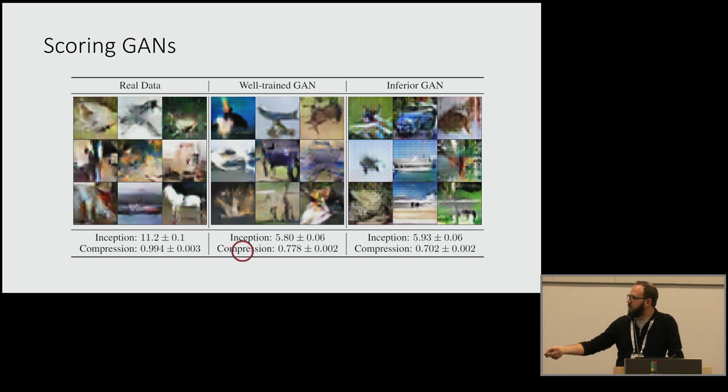During the development of this paper, we devised a compression score, which is essentially the ratio between the accuracy of the student trained on GAN data versus the accuracy of the student trained on the real data. And we show that this actually captures the quality of the GAN much better. And as you would expect, it scores the inferior GAN worse than the well-trained GAN, which doesn't happen for the popular inception score. So if you're interested in learning more, the poster is on the floor in the corner.